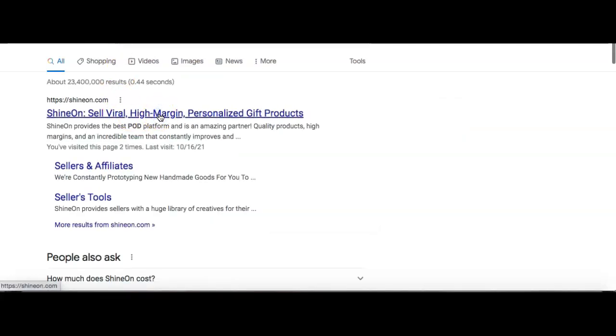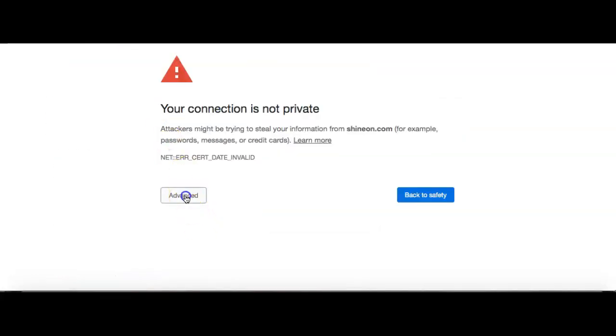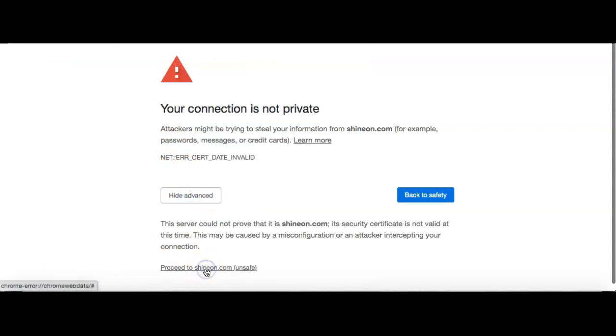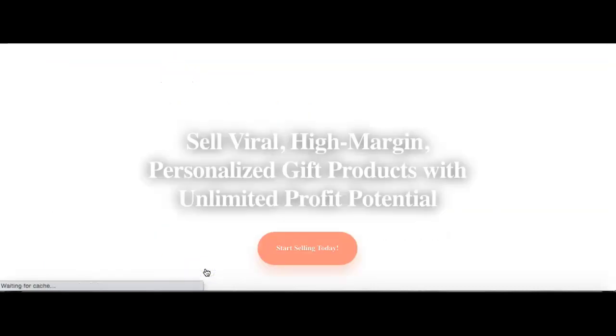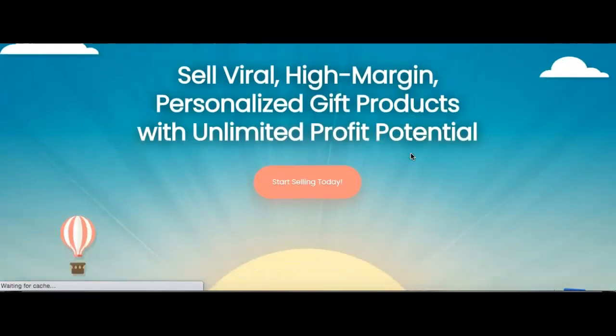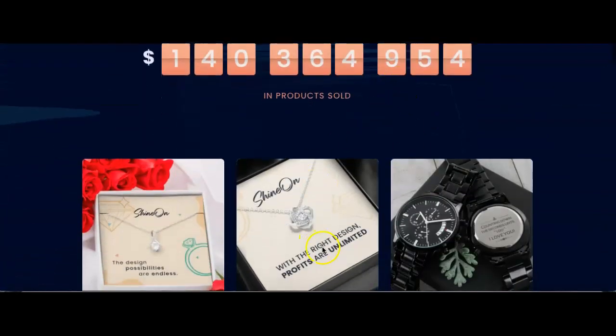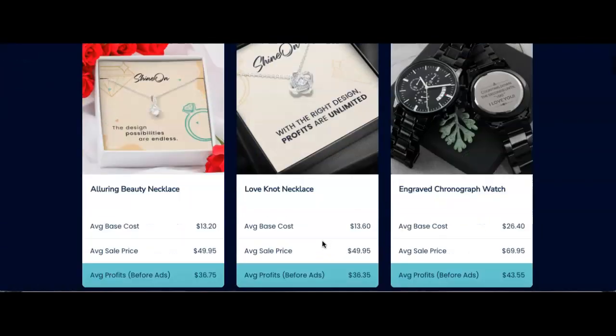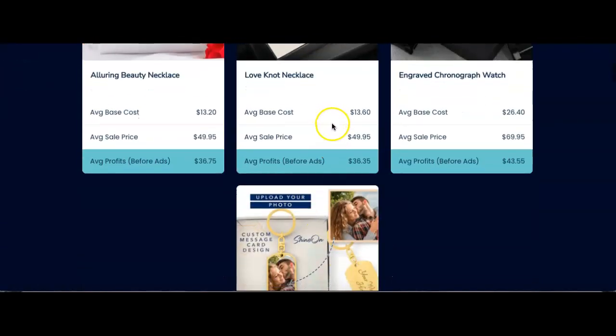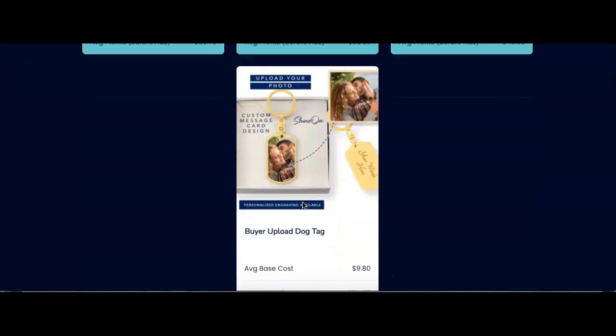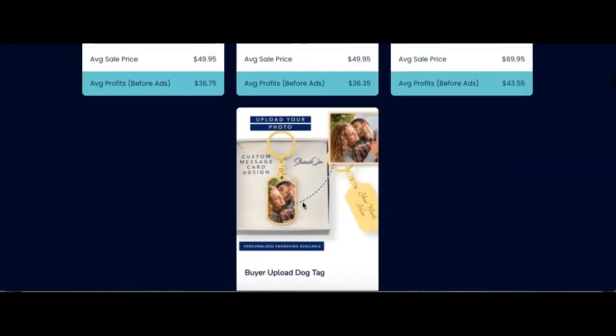And Shine On, basically, my computer is so old that it doesn't even pick up the old websites anymore. Shine On basically lets you print on jewelry, so you can customize jewelry and sell that on your store. E-commerce is a really growing market.